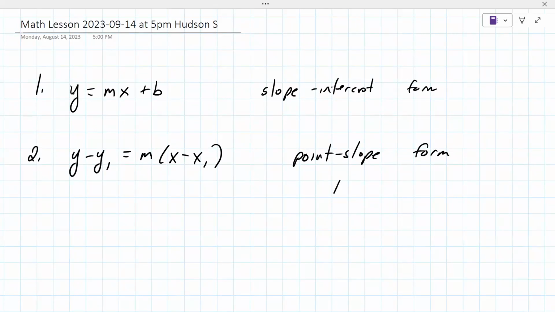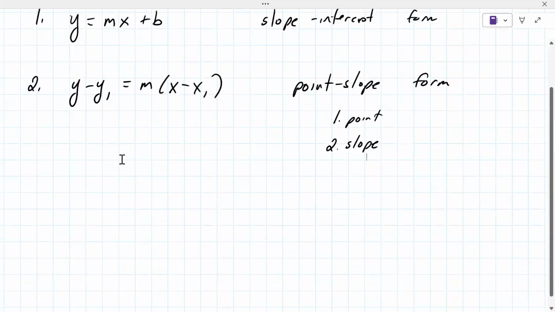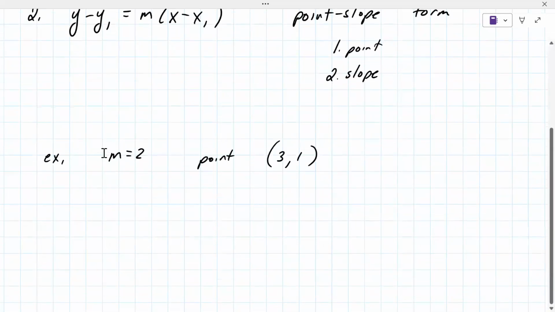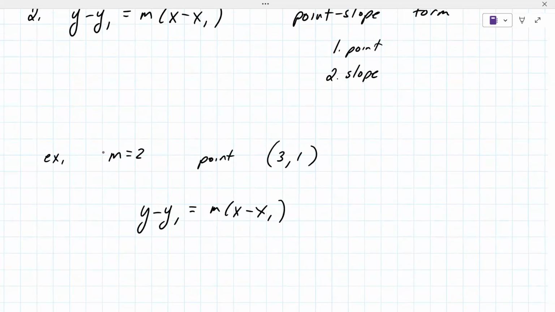The reason it's called point slope form is you need a point and you need a slope. So I'm going to give you some examples here. We're going to do 3 examples. First example is, let's say the slope is 2 and the point is 3, 1. What I recommend is you write the point slope form equation, just like I've done here, and then you substitute in. They're telling you the slope is 2, so m is 2. That goes in right there.